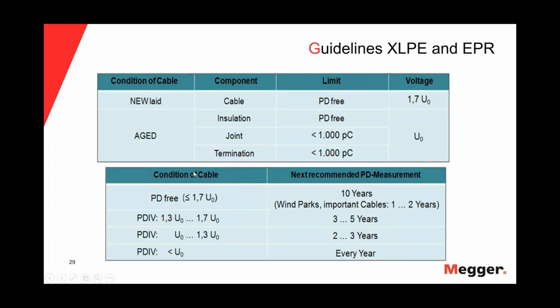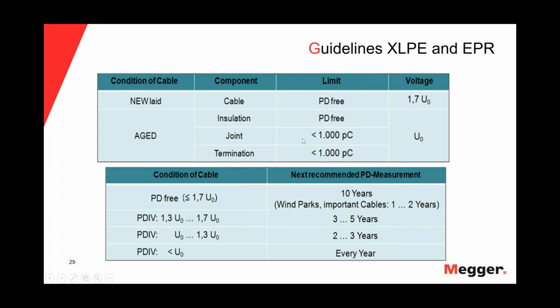We have some guidelines for the partial discharge test. For instance, here we see that for aged cables in this guideline, for a maintenance partial discharge test, the insulation must be PD free. So in a maintenance test, we should have no partial discharge in the insulation of the cable. But for instance, in the splices, we can allow up to, sorry, less than 1,000 picocoulombs. That will be the limit, okay?